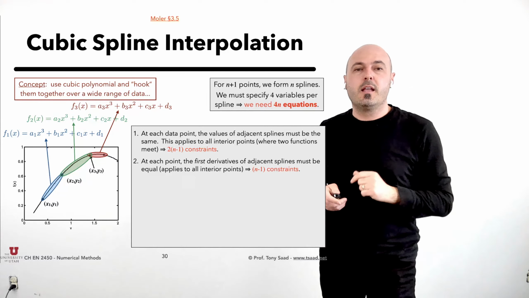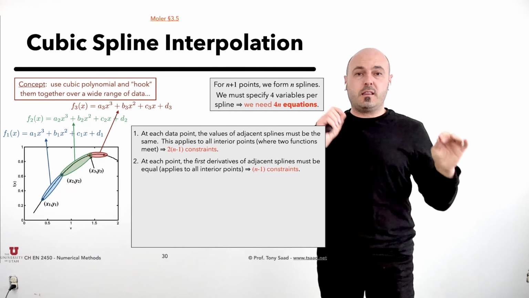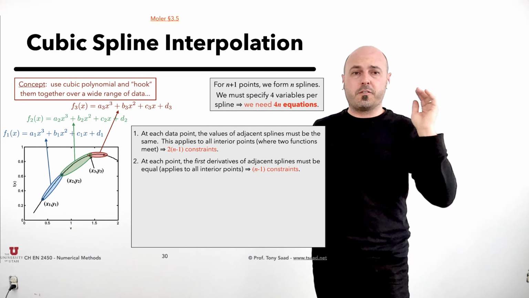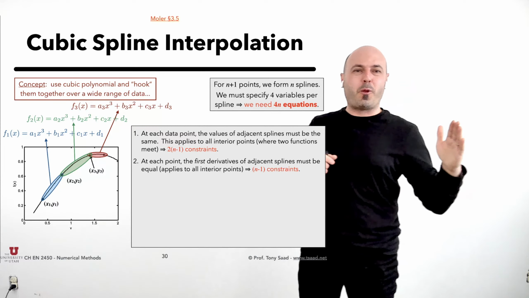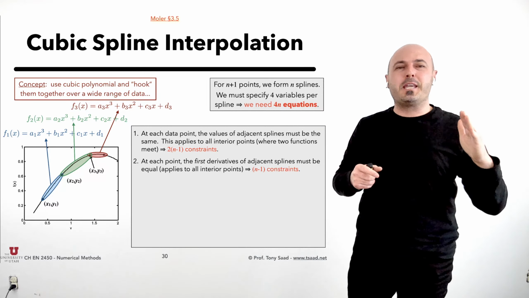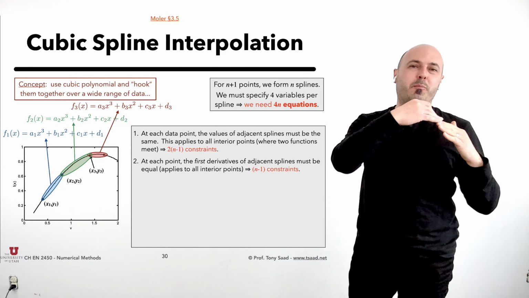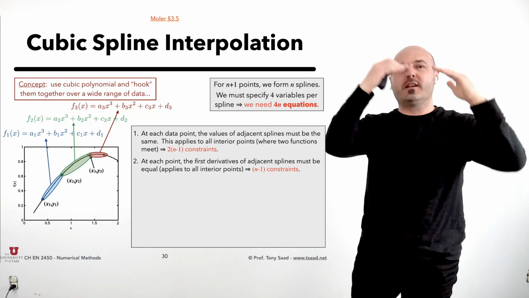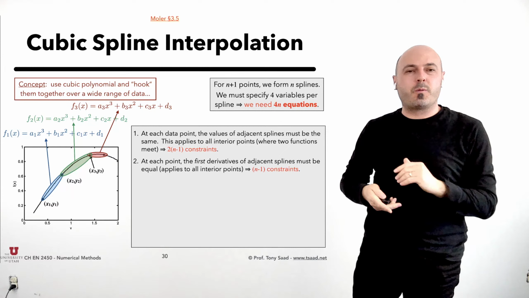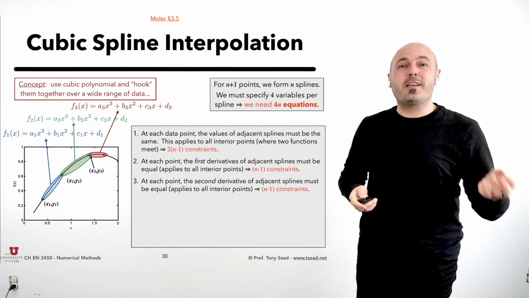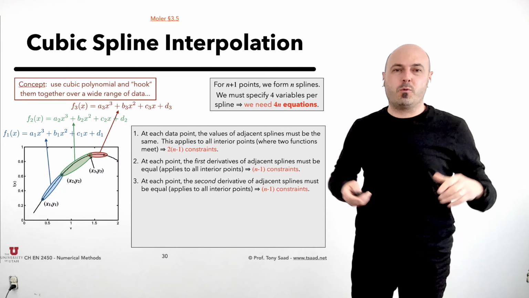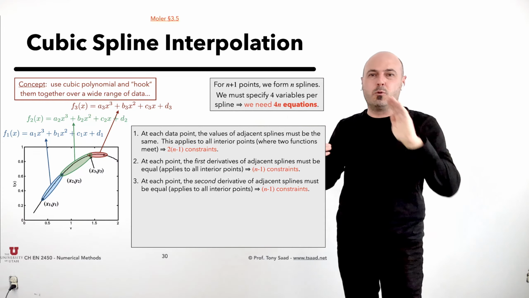Then at each point in the interior, the first derivatives need to be equal. In other words, the first derivative of the blue spline at x1 needs to be equal to the first derivative of the green spline at x1. Same thing for the green and pink splines at x2. So that gives you n minus 1 constraints. Same thing then for the second derivative. We want to match, make it nice and smooth, okay?